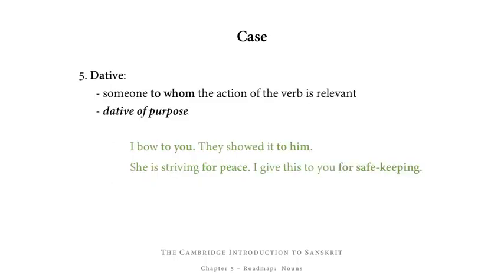Next up is the dative, which expresses the person to whom the action of a verb is somehow relevant. So, for example, I bow to you. They showed this to him. This is relevant for you. So, to you, to him, for you would all be expressed by means of a dative case. And secondly, the dative is used in a special kind of construction, the so-called dative of purpose. She is striving for peace, or I give this to you for safekeeping. In Sanskrit would be expressed in the dative case.